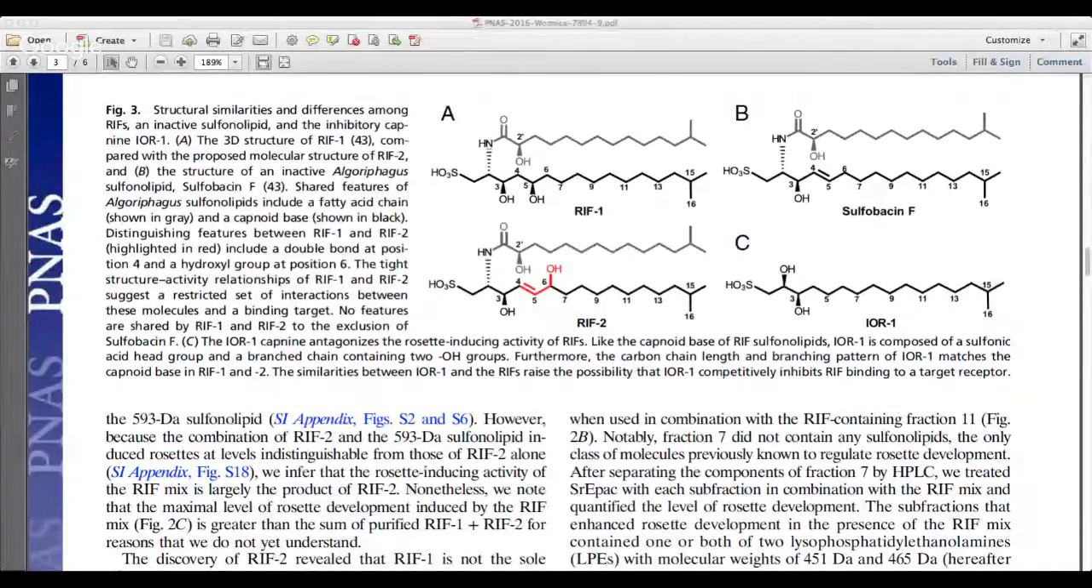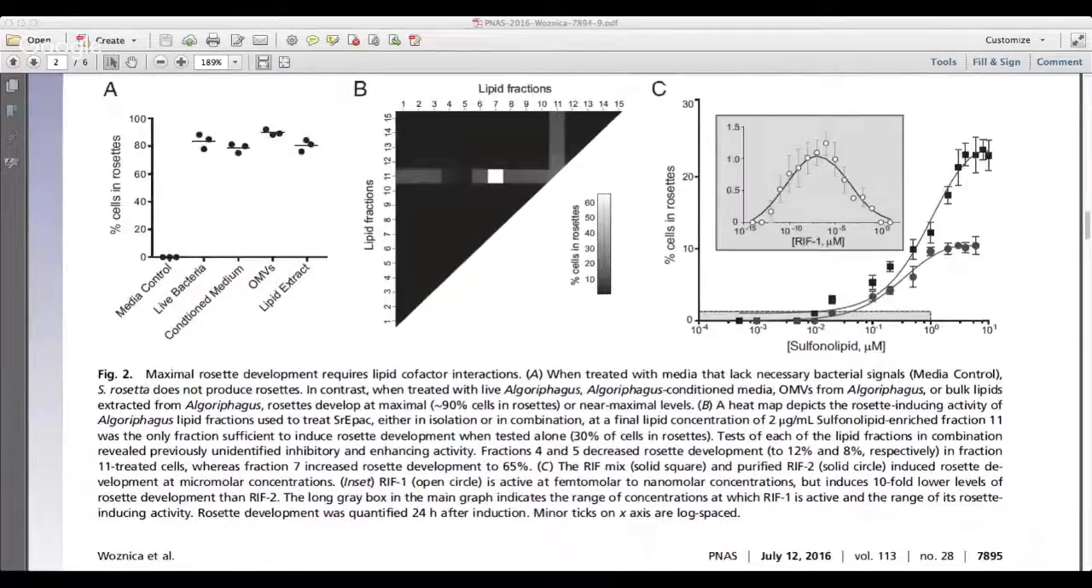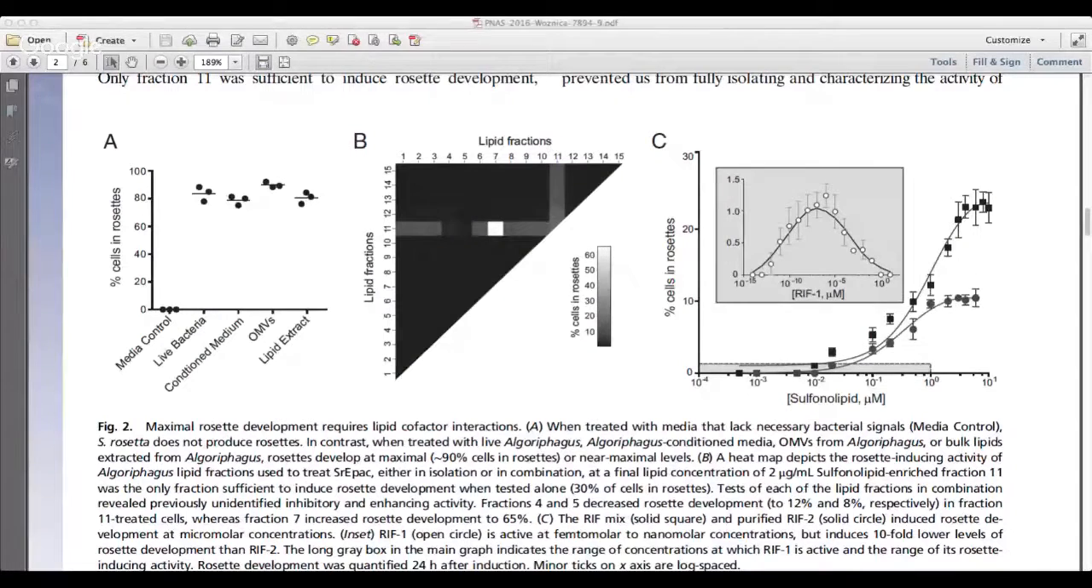And I think I'm gonna wait until the discussion to get back to this. But one of the things they're showing here is when you combine fractions 4 and 5, which they identified as containing this inhibitor, with 11, you're seeing an inhibition of the RIF mix that they had already identified in 11. Once we get the whole system, because there's one component we haven't talked about, one of the things I am going to ask you guys is, what would be the purpose of having an inhibitor? So keep that in mind, because we'll come back to that, because that was one of my big questions at the end of all of this.